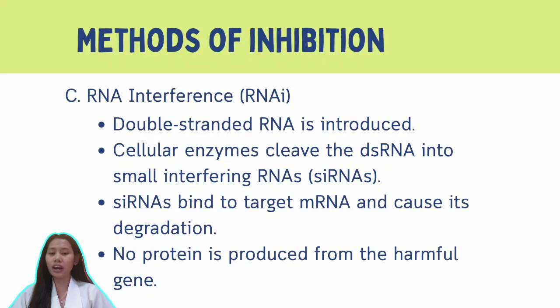RNAi uses siRNAs to degrade mRNA. So, in RNA interference, small interfering RNAs destroy harmful mRNA. A real-life use of RNAi is in treating hereditary amyloidosis. It is a liver disease caused by abnormal protein build-up. So, RNAi reduces that protein production.